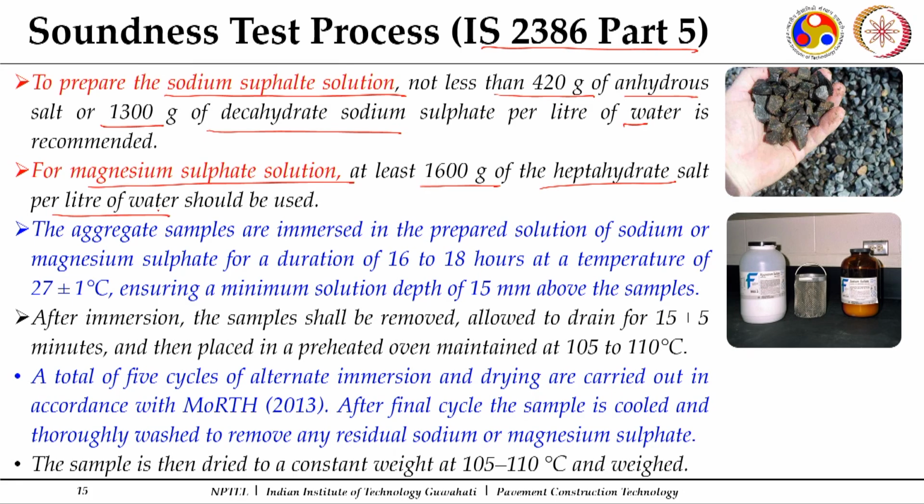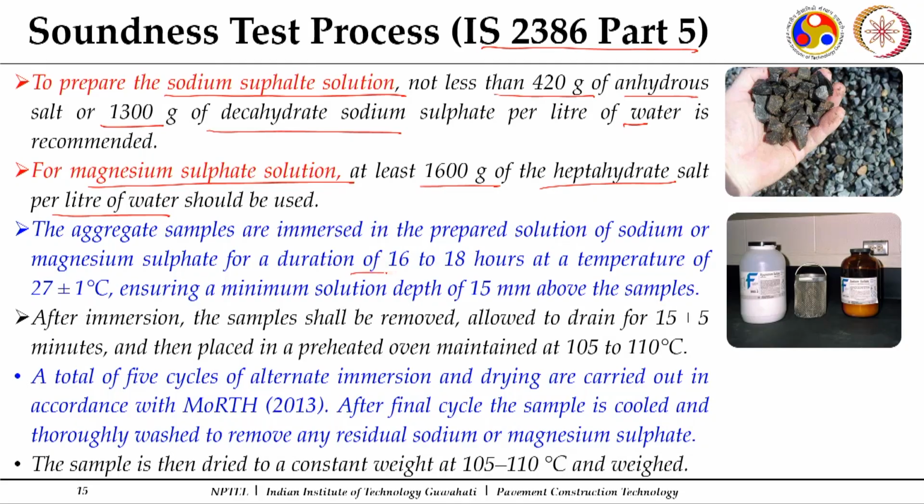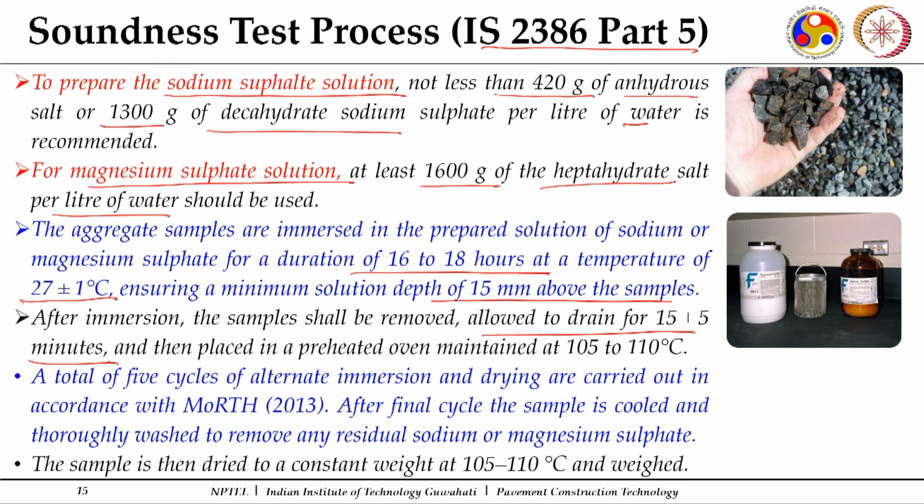Now, in these salt solutions, what is done? These aggregates are dipped for a duration of 16 to 18 hours at a temperature of 27 degrees, near ambient temperature, and you need to ensure that the aggregate samples are at least 15 mm below the top of the salt solution. They are kept in this salt solution for this period of time, and thereafter they are removed, allowed to drain for about 15 minutes, and then oven dried in a preheated oven. So, this is one cycle.